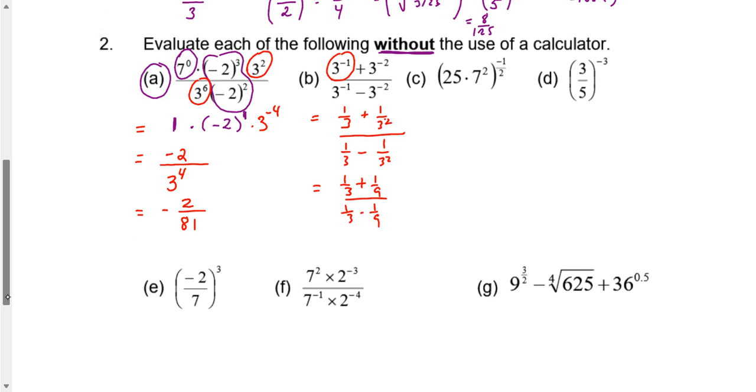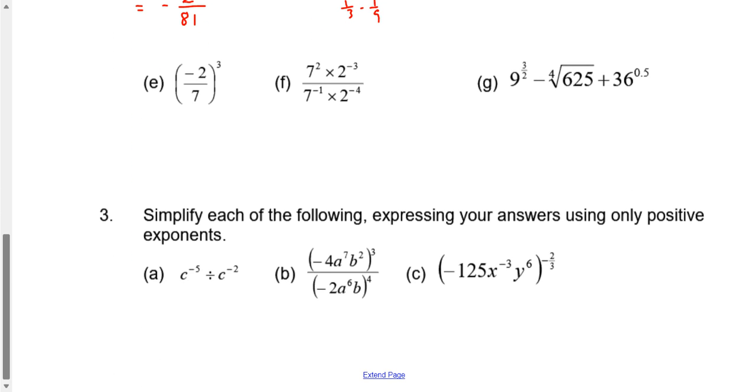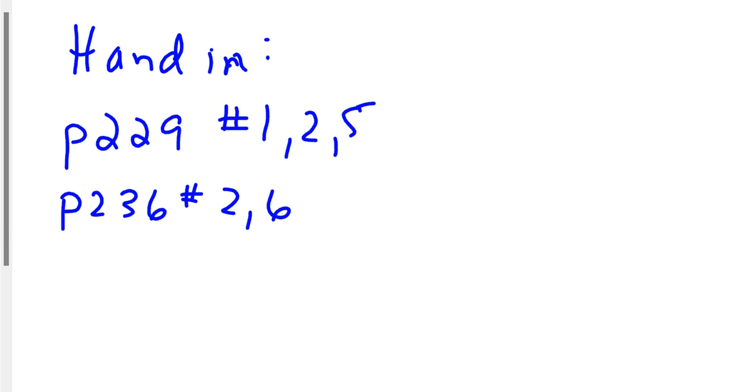Also C and D and all the way, and then try number 3. Once you're finished those questions, please try the textbook questions on page 229 and 236. Some questions for you to practice. All right, have a good lesson.